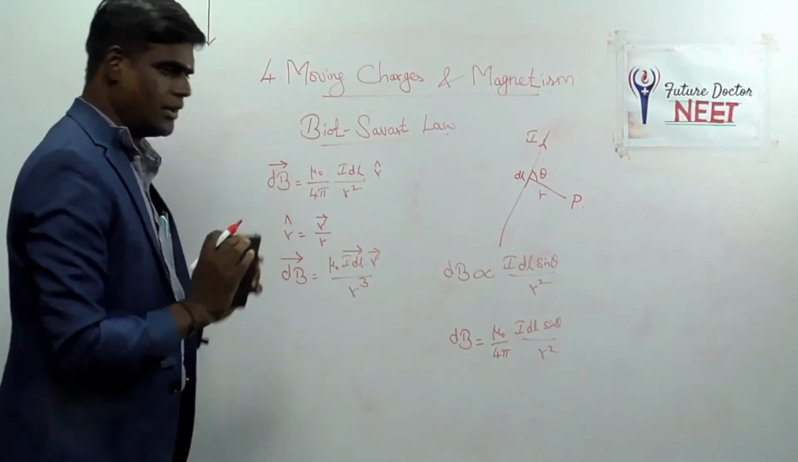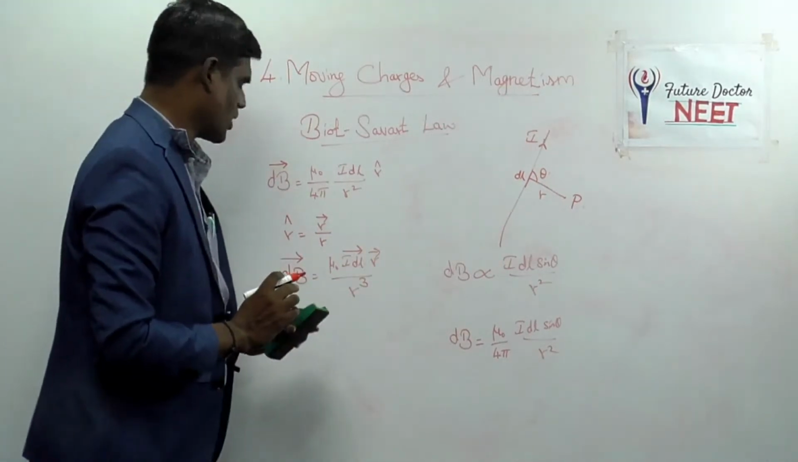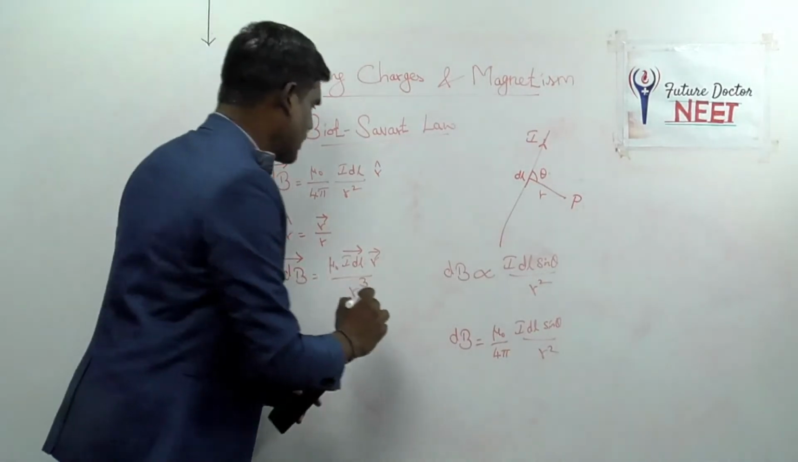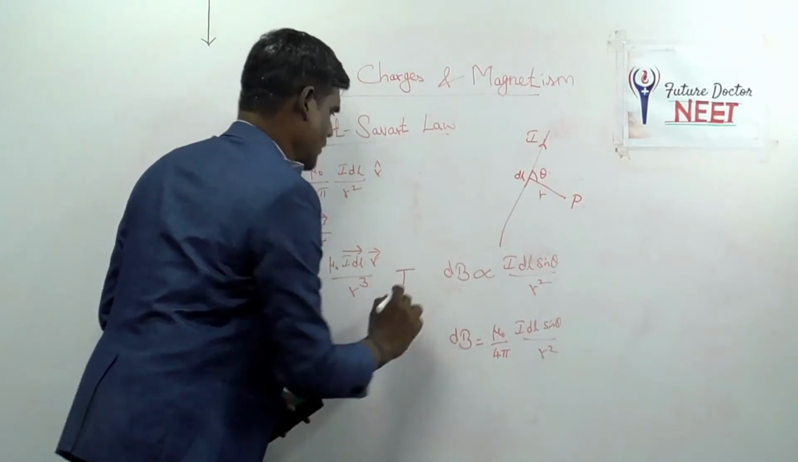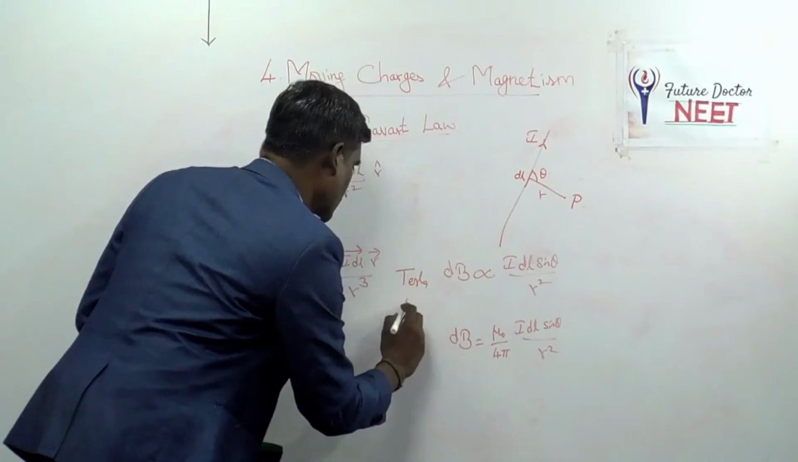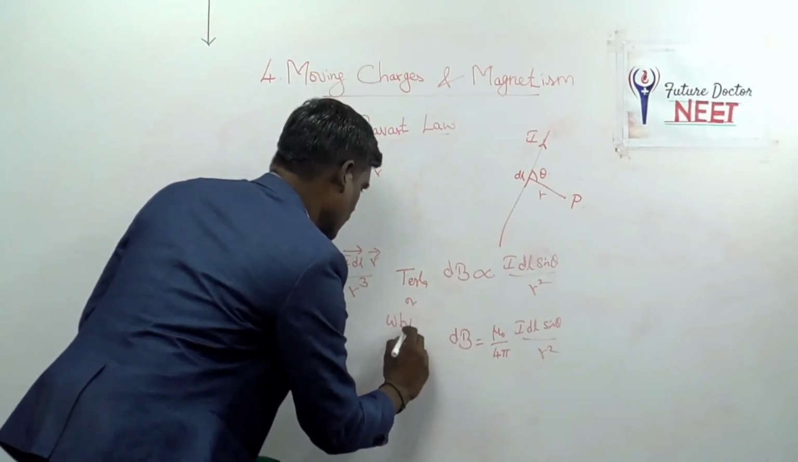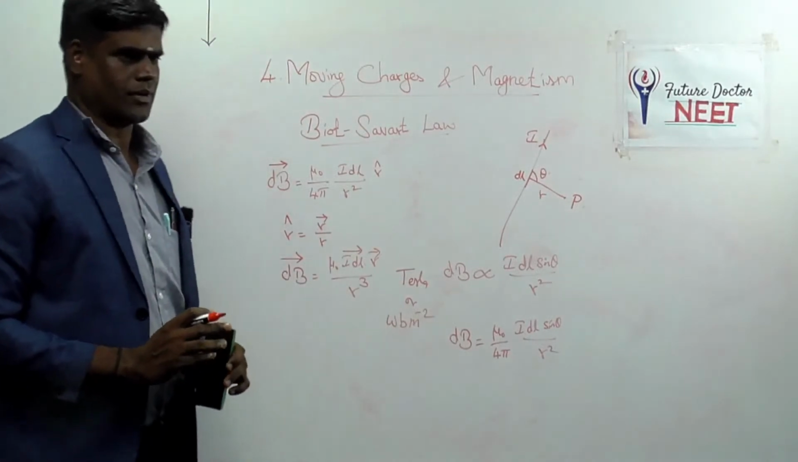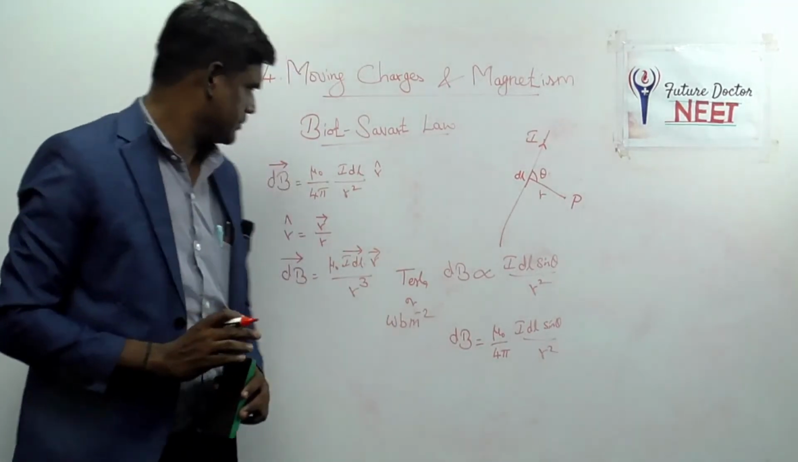I dl is another vector. So this is the vector notation of dB. And what is the unit of magnetic induction or magnetic field? Tesla. Its unit is Tesla or Weber per meter square. It is measured in Tesla or Weber per meter square.